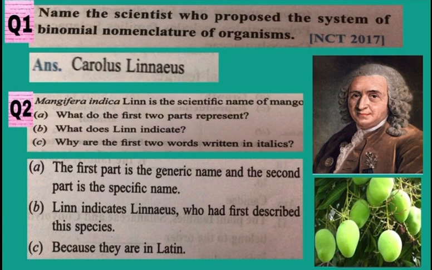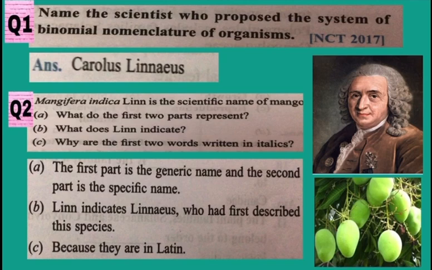Question number 2. Mangifera indica Linn is the scientific name of mango. Part A of the question: What do the first two parts represent? The first part, Mangifera, is the generic name and the second part, indica, is the species name. B part of the question: What does Linn indicate? Linn indicates Linnaeus, who first described this species.